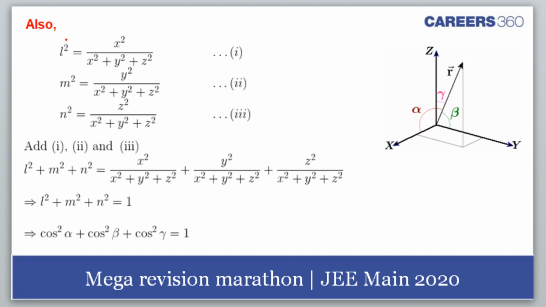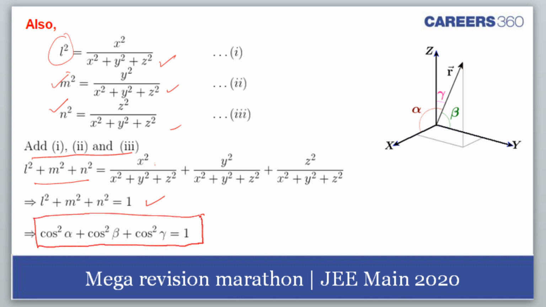So L square would be x square over x square plus y square plus z square, and similarly m square and n square. So if I add these three, then what do I get? The denominator is the same in all these cases, so it would be 1 because x square plus y square plus z square will cancel with the denominator. So this is the relation.